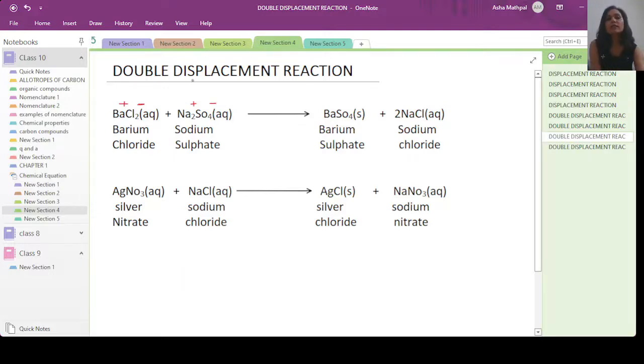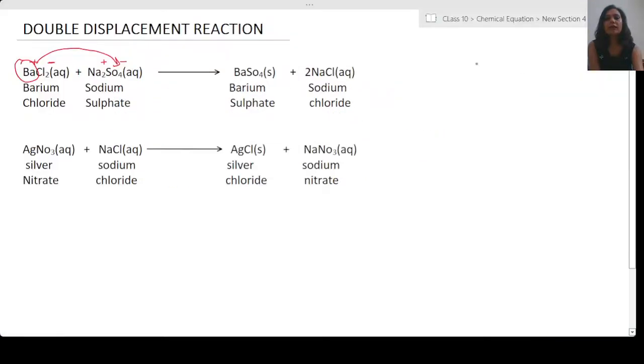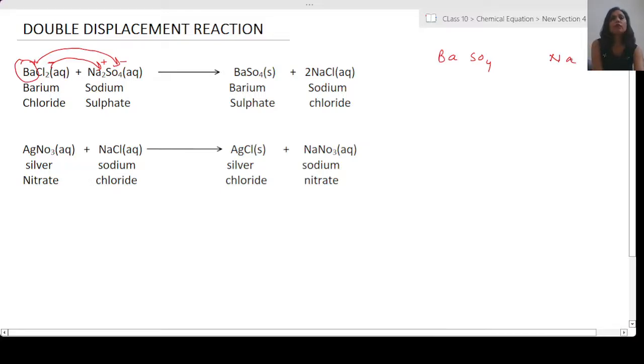Here you know that opposite charges attract. So what will happen? Ba will combine with SO4, and Cl2, which is negatively charged, will combine with Na, which is positively charged, and they will form a compound. Now the valency of barium, Ba, is 2 and the SO4 valency is also 2 here.